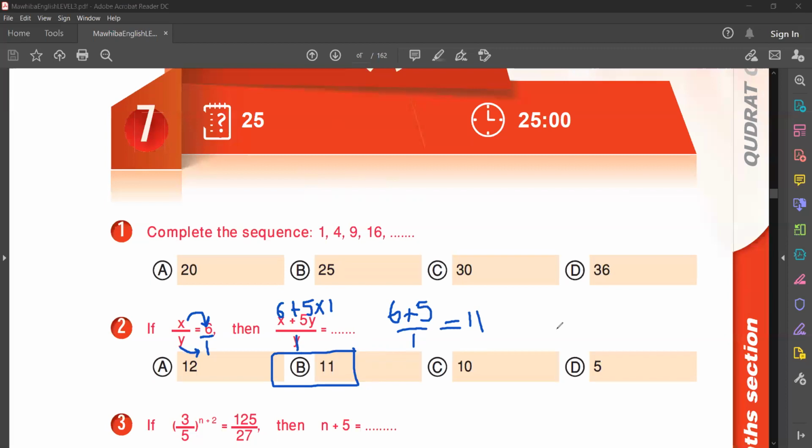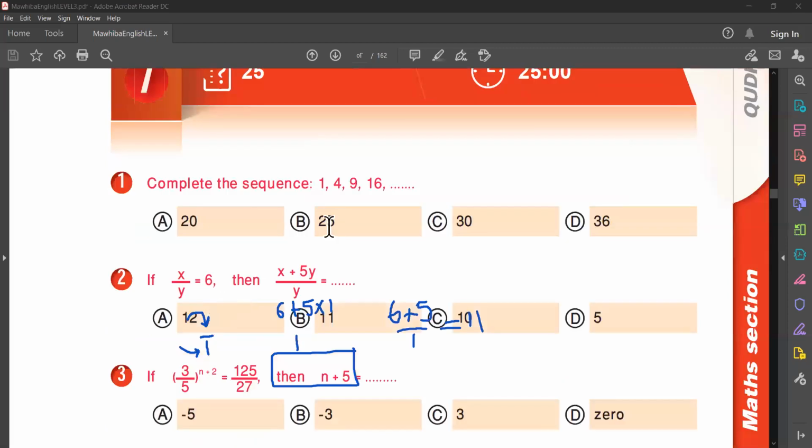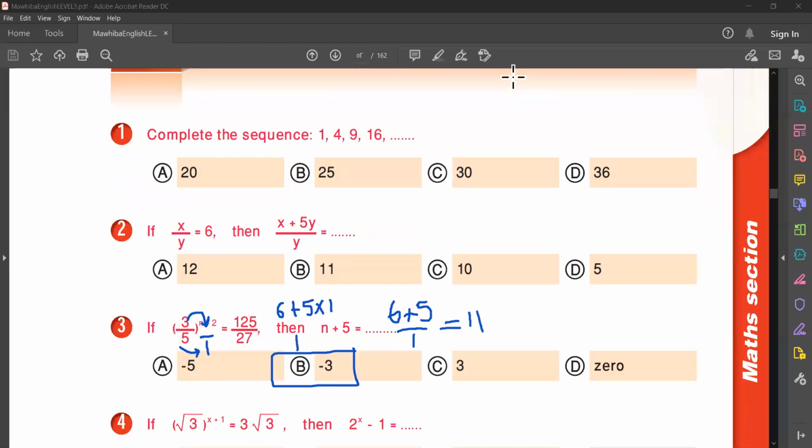Is it clear? Is it clear, Ahmed Al-Nashmi? Yes, right, good. It's clear. Okay, thank you very much. Now we will go to question number 3.